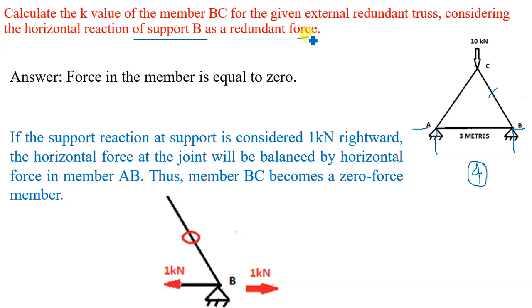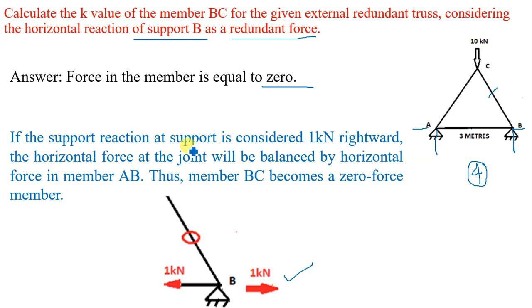So here the truss is externally redundant and the horizontal reaction at B is considered as redundant, and therefore we will apply a unit load at and corresponding to the redundant at support B. The redundant is the horizontal reaction at B. So a unit load is applied at B. Now when we apply the unit load at B, you can notice that the force in member BC is equal to 0. Why 0? This is the explanation.